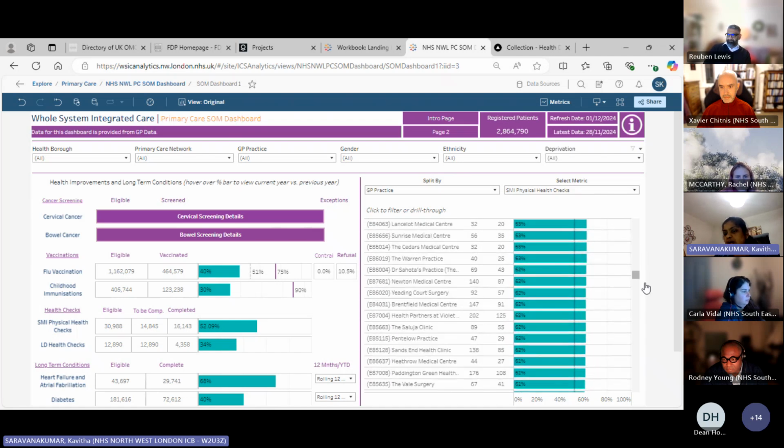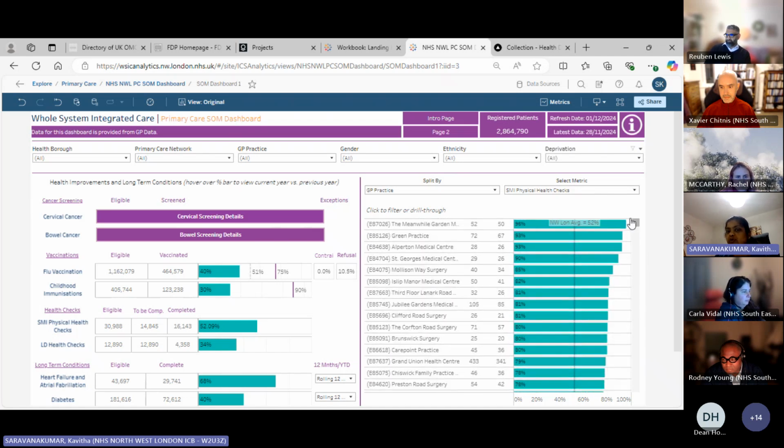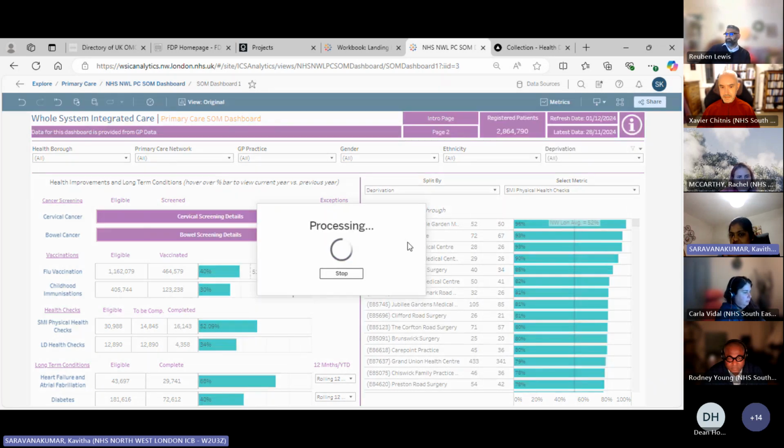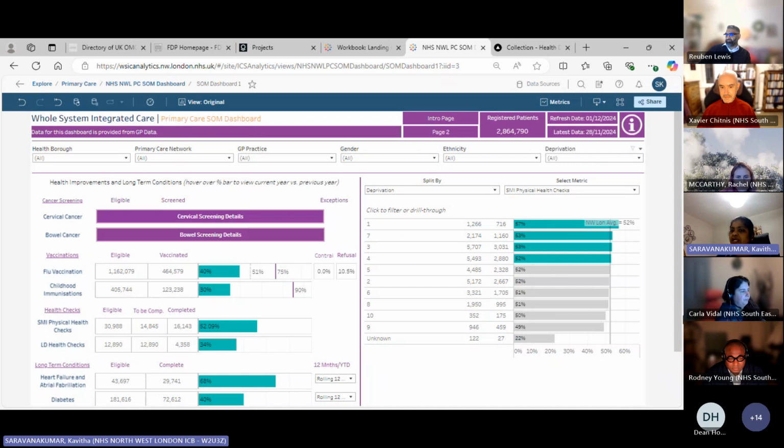So that's what happens, and then you can see. If you want to, as I say, look at it by deprivation, if you're focusing on your inequalities, want to see, is there any inequalities that exist in terms of SMI health check? Is there any variation between the highly deprived versus low deprived? You can again see that in a quick glance. Or ethnicity, again, if there is any variation.